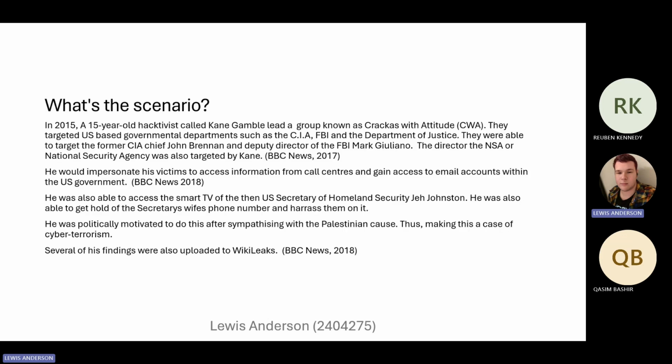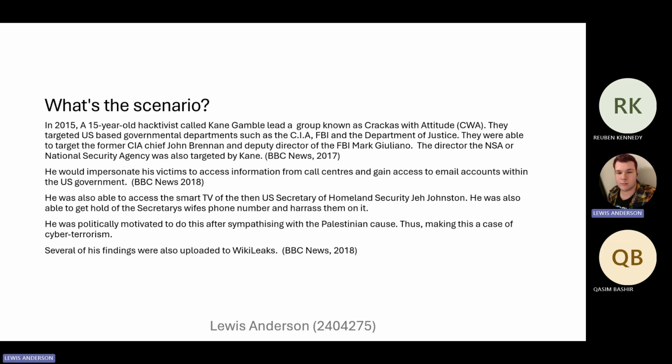So this moves us on to the scenario. Kane Gamble is a hacker with the group Crackers with Attitude. They targeted US-based departments such as intelligence and the Department of Justice. They targeted several major players there, including the directors of several of them. They would use the information gained to access email accounts and impersonate them in call centres, and they would also hack into their smart technology devices.